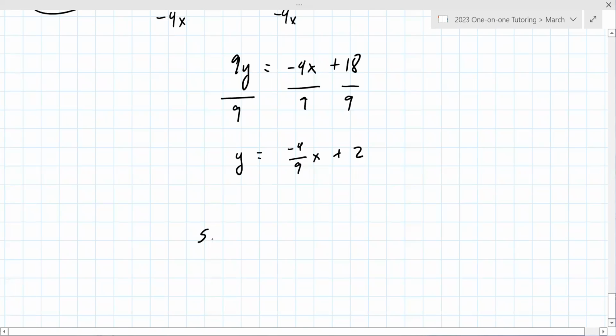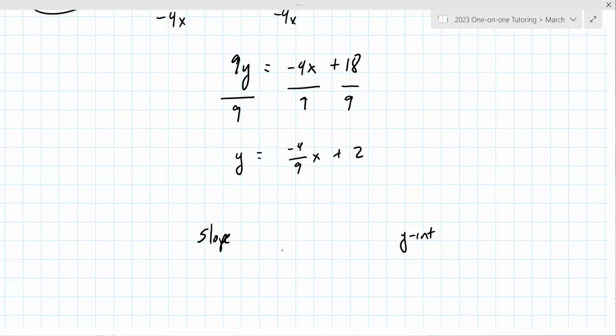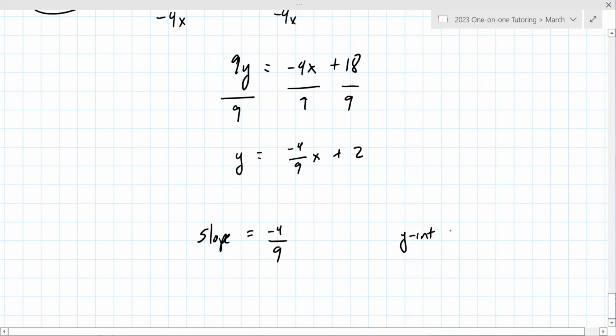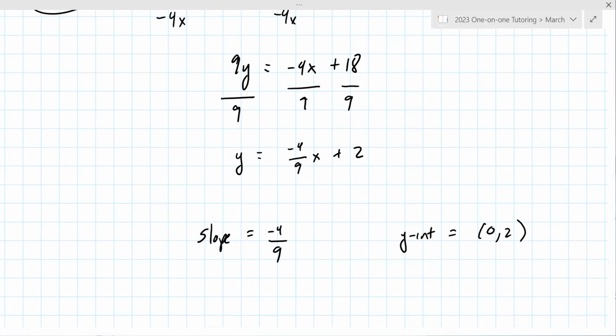All right, so what is the slope? And what is the y-intercept? The slope is negative 4 over 9. Yes. And the y-intercept is 2. Now, sometimes the y-intercept is an ordered pair. Not really sure what they want here for you. Do you want me to give you another one like this? Yes, please.